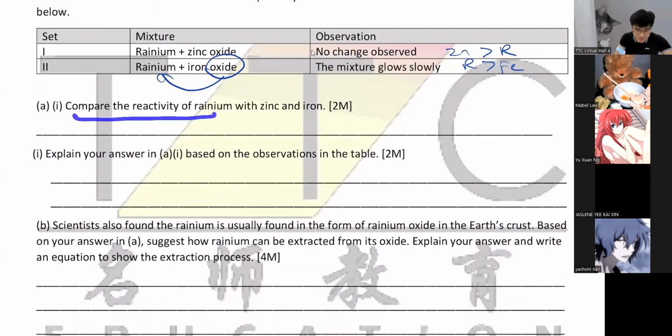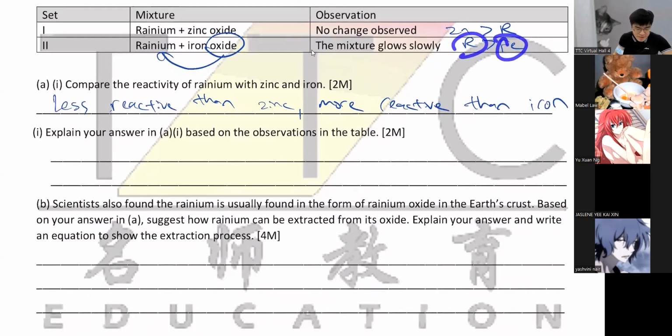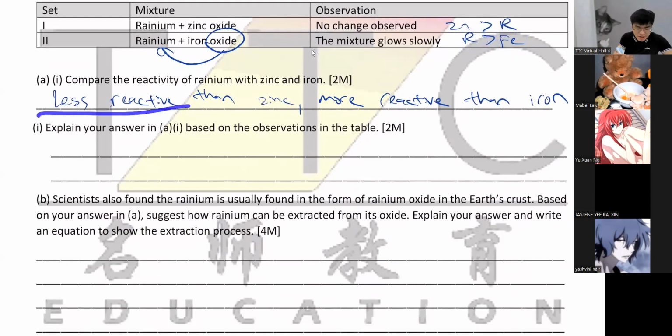So compare the reactivity of rhenium with zinc and iron. So how's the reactivity like? Of course, it is less reactive than zinc, but it is more reactive than iron. You see, it's better than iron. Iron is not so good looking. Rhenium is better looking. Okay, so in BM is kurang reactive daripada zinc, lebih reactive daripada besi. You write it yourself lah.